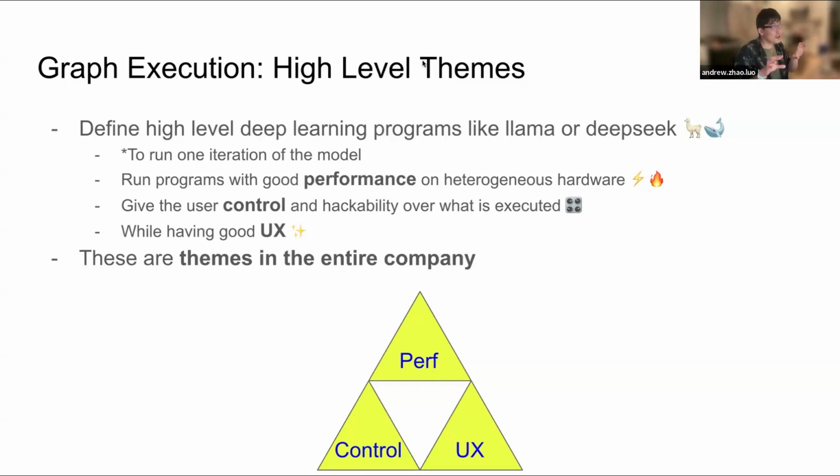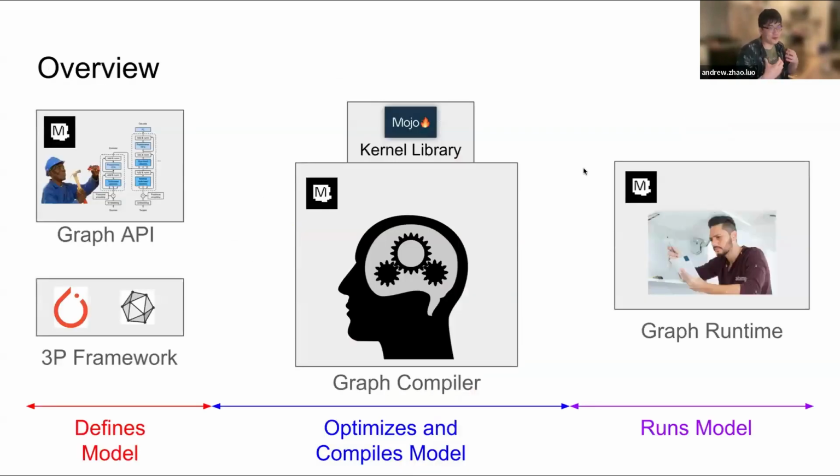So it turns out that this is actually a pretty big part of the software stack. So there's going to be a lot of disparate pieces of software that we're going to be talking about today. The one thing that I want to use as a theme, as design considerations throughout this entire stack, is having good performance when you run these graphs, having good control over what exactly is being executed, all while having a good user experience. And these are actually, if you think about it, themes in the entire company, so it shouldn't come as a surprise. But as I alluded to, we're really talking about three separate pieces of software.